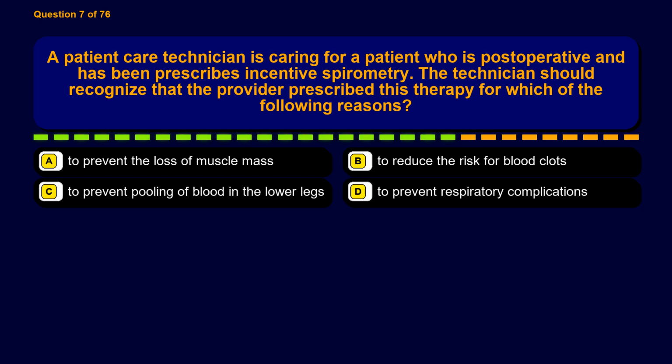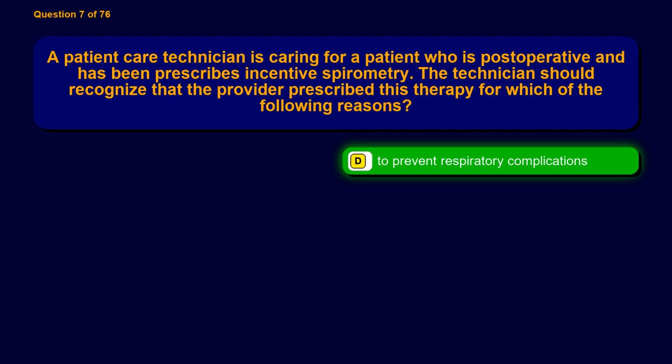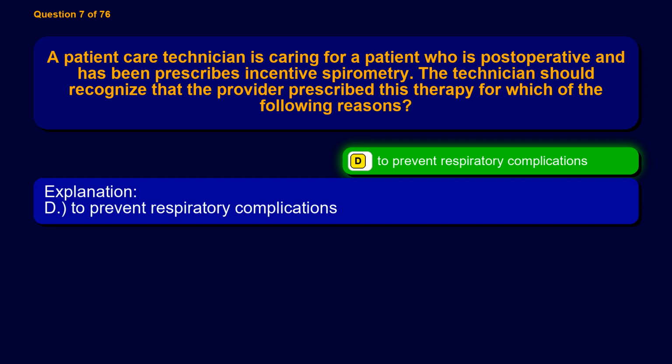Question 7. A patient care technician is caring for a patient who is postoperative and has been prescribed incentive spirometry. The technician should recognize that the provider prescribed this therapy for which of the following reasons? Option A, to prevent the loss of muscle mass. Option B, to reduce the risk for blood clots. Option C, to prevent pooling of blood in the lower legs. Option D, to prevent respiratory complications. The correct answer is option D, to prevent respiratory complications.